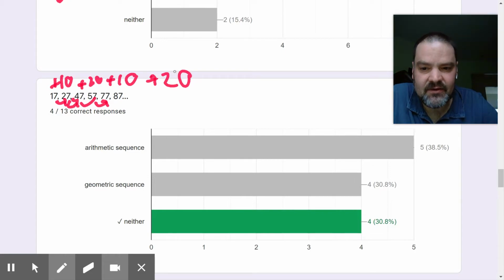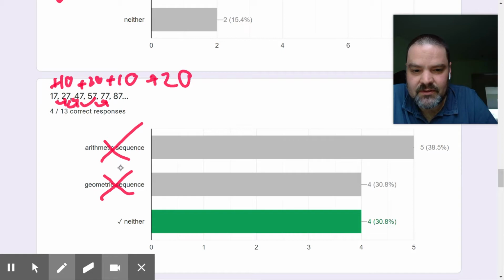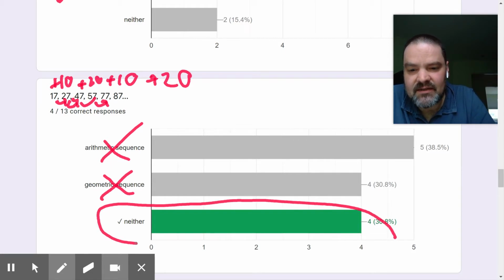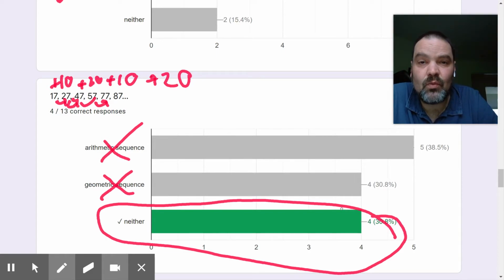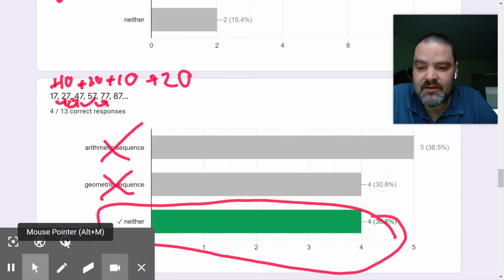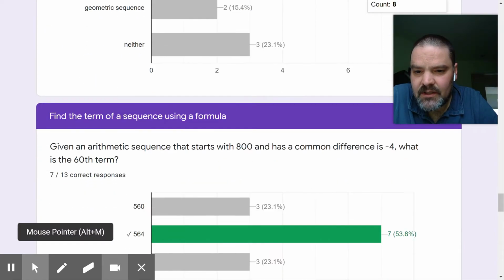It is neither arithmetic because I'm not adding the same thing each time, nor is it geometric because I'm not multiplying by the same thing each time. So therefore, it is neither. So if it's a pattern that doesn't fit, if you can't find one thing where you just add or multiply by the same thing each time to get the next term, then the answer has to be neither. All right. There's one more. This last one was arithmetic. I think you were just subtracting 5 each time.